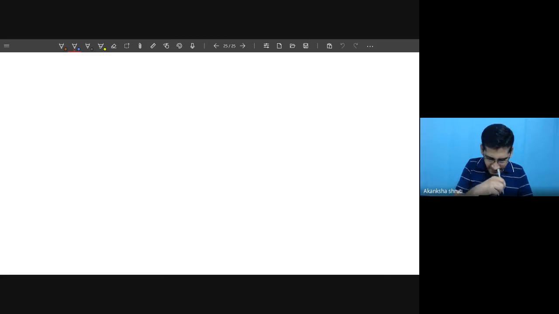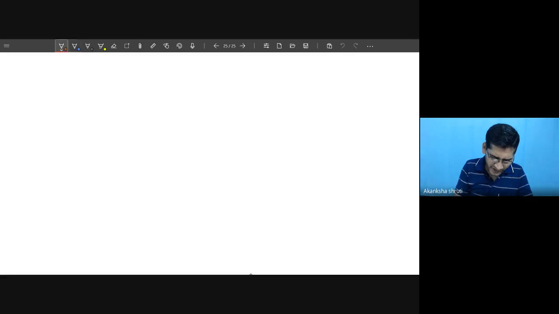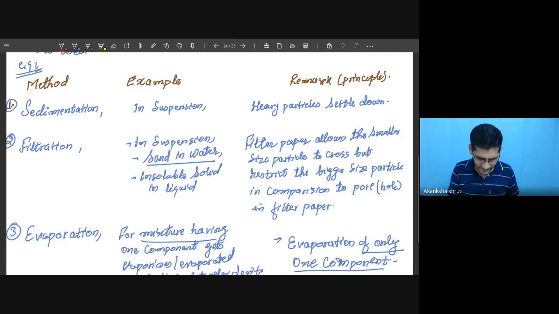The next one is centrifugation. Yes, the fourth one, let me write it in this.